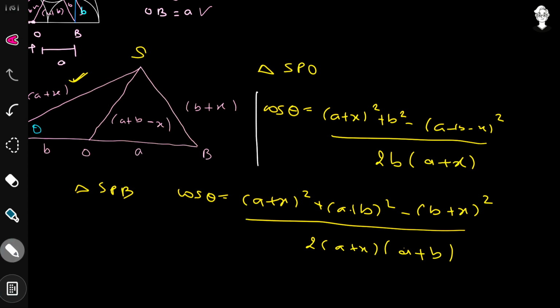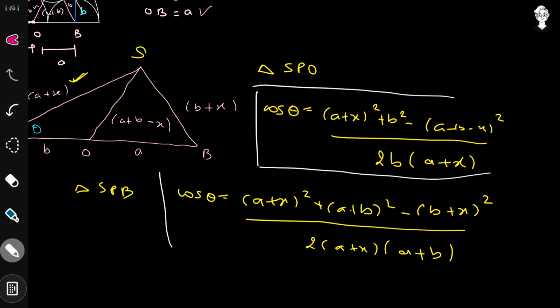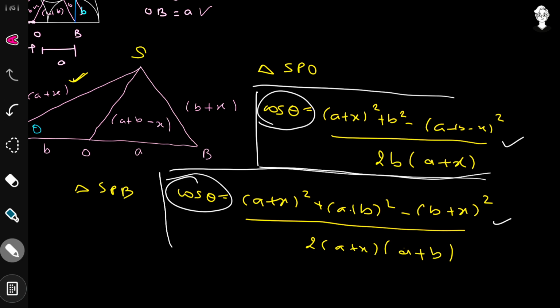So here we have got a first equation and here we have a second equation. Now what you can observe in common between these two equations is that their left hand side is equal, that is cos theta and cos theta. So we can simply compare their right hand side, that is this equals this. So let us write it down.